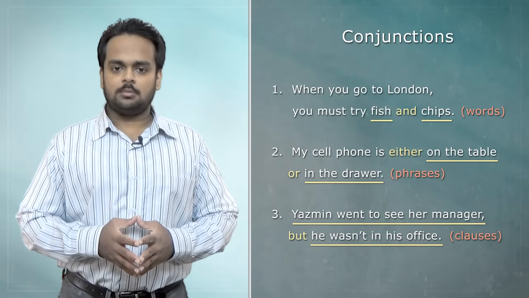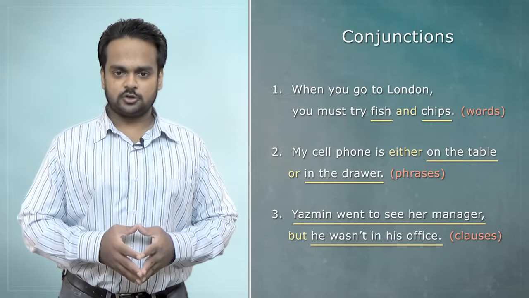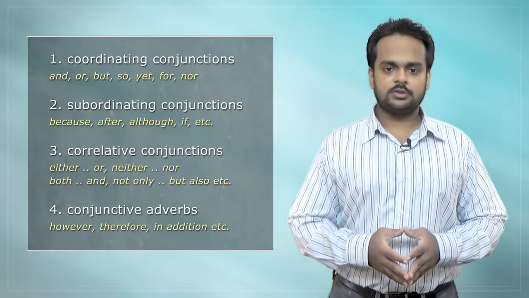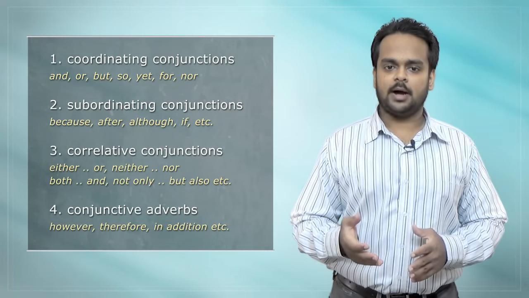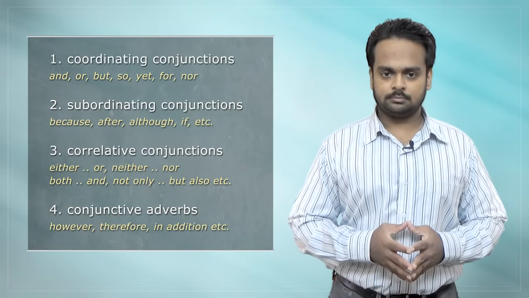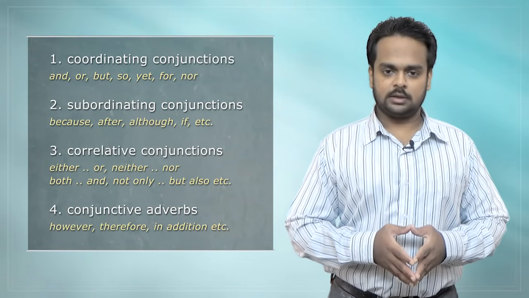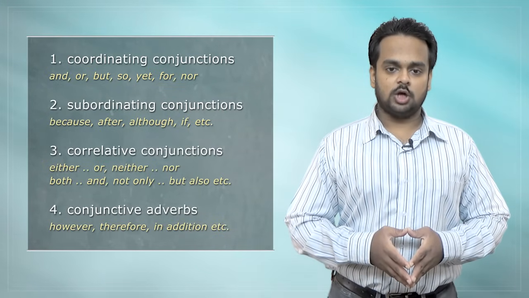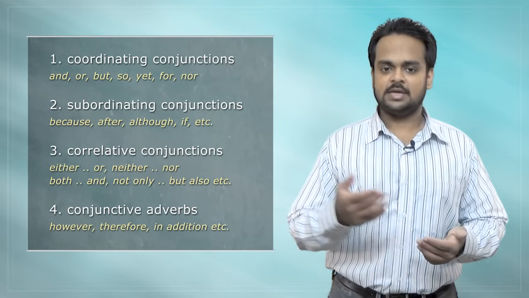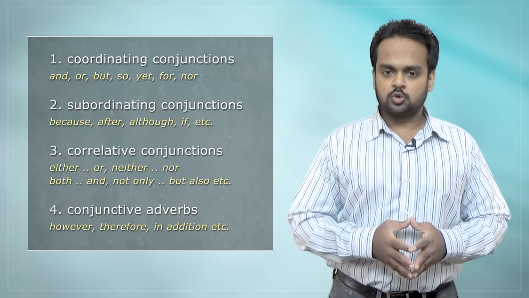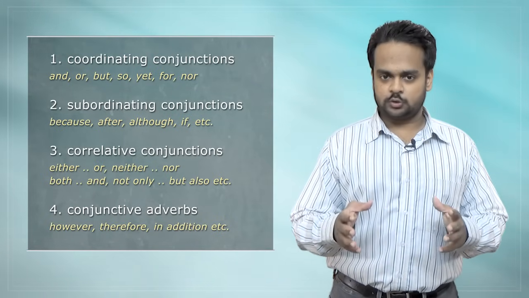All right, so now let's talk about the different types of conjunctions in English. Conjunctions come in four major types. Coordinating conjunctions, these are the words and, or, but, so, yet, for, and nor. Subordinating conjunctions, like because, after, although, if, until, etc. Correlative conjunctions, these are pairs of conjunctions, such as either or, neither nor, not only, but also, etc. So in each one, you see two words that always go together.